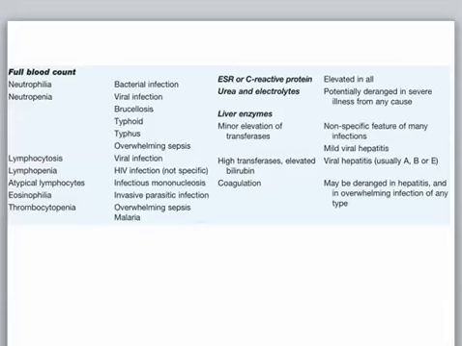There might be mild viral hepatitis leading to minor elevation of transaminases. High transaminases with elevated bilirubin indicate that the patient is having viral hepatitis, most commonly A, B, or E virus. Coagulation may be deranged in hepatitis and in overwhelming infection of any type.